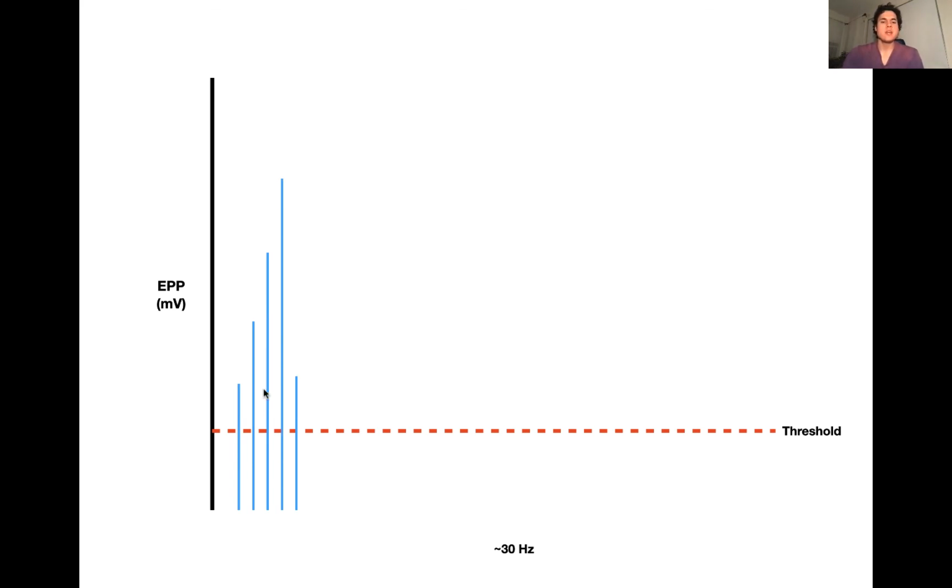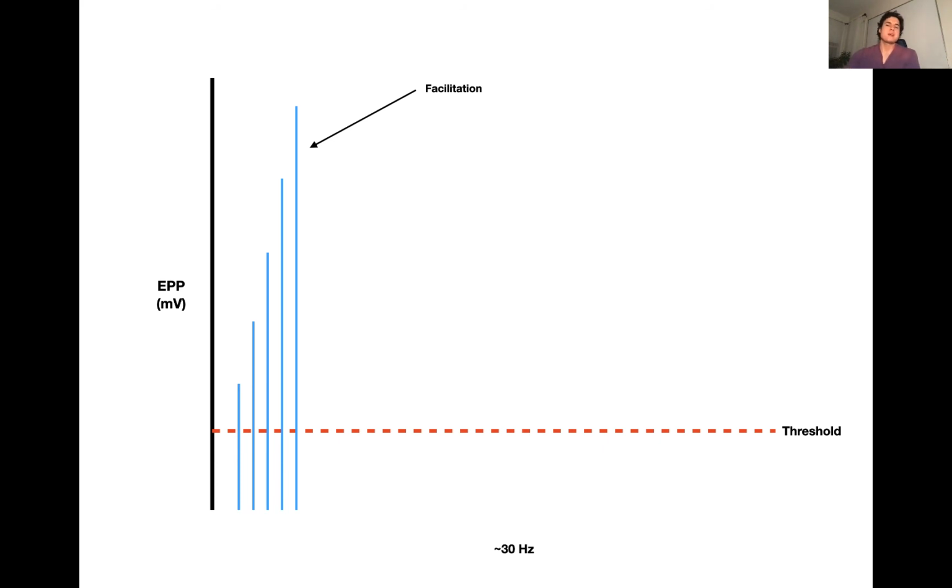And when we do it continually, up to around 5 times, what we see is that there is a sequential buildup of end plate potentials. So in other words, with each sequential stimulation of the motor neuron, we get a greater end plate potential in the muscle fiber. And this process is termed facilitation. Now, it's okay if you don't understand this right yet. We're going to get into it in more detail.